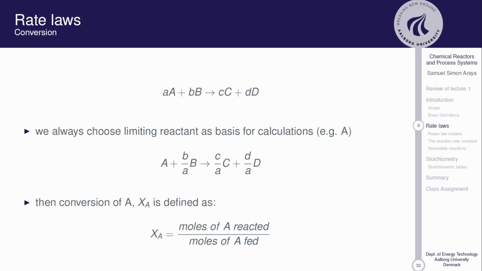Just like we defined it last time, conversion is moles of A reacted divided by moles of A fed. In a generic reaction like this, which we will also use today, we use our limiting reactant as the basis for our calculations. A limiting reactant is the reactant that depletes the fastest, or the reactant that we run out of first, and we always use that as our basis for calculations. In this reaction, for example, if we assume A is our limiting reactant, then we divide the stoichiometric coefficients of the reaction by that of A, and then we can continue our calculations.